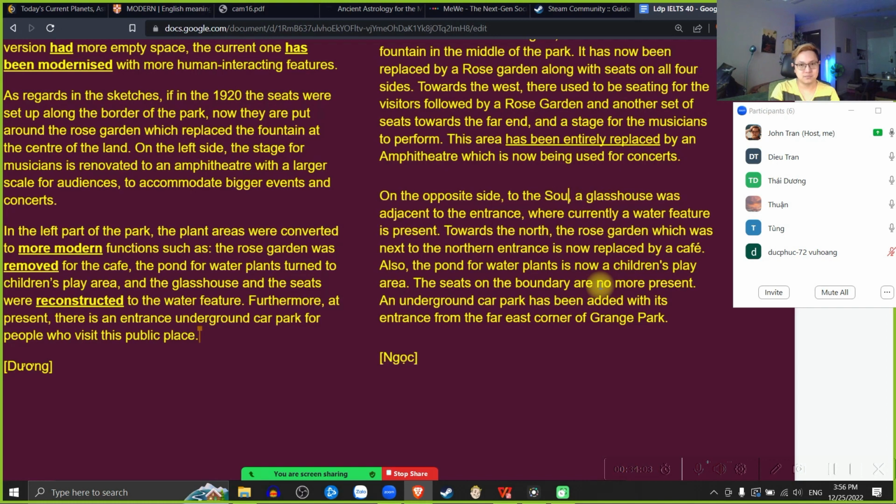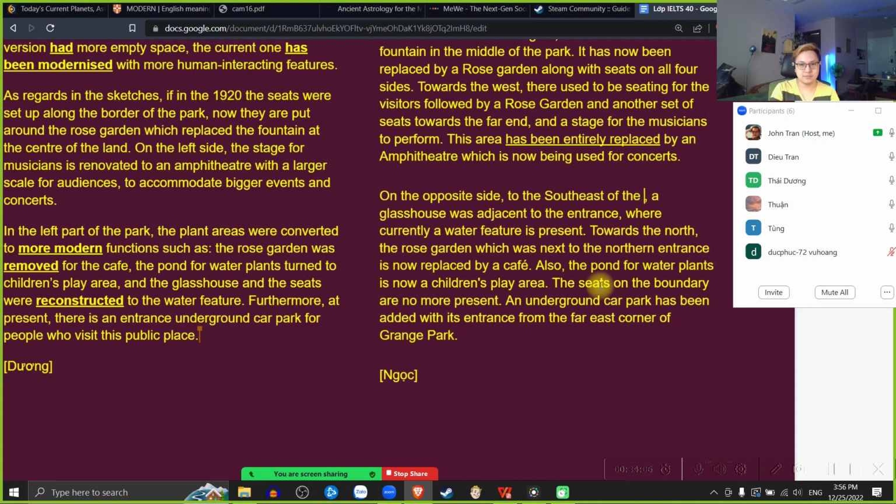To the southeast of the park. Towards the north, the rose garden, which was next to the northern entrance, is now replaced by a cafe. Uh-huh. Okay. The seats on the boundary are no longer present.